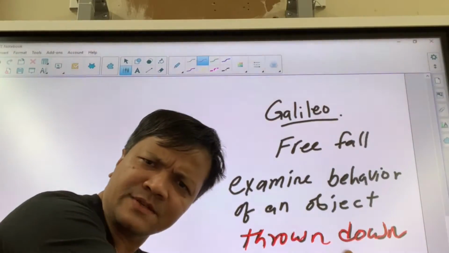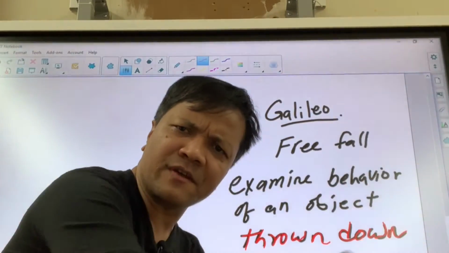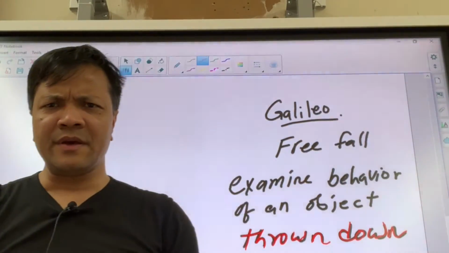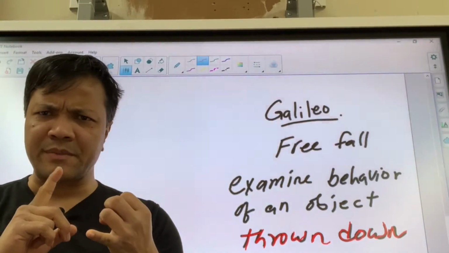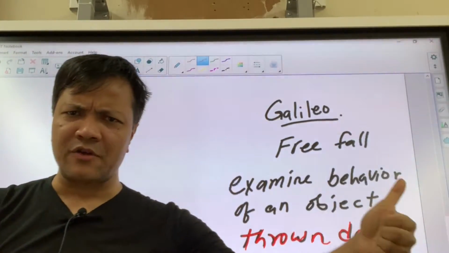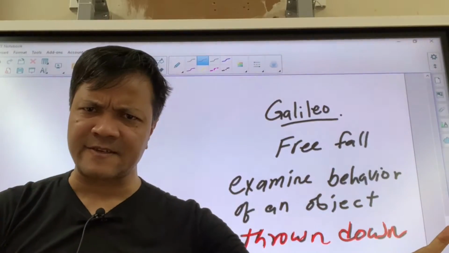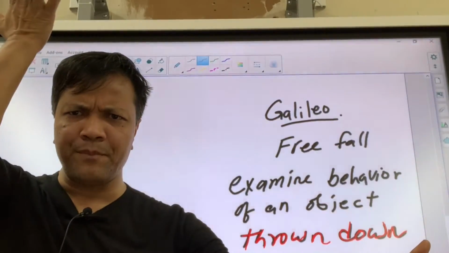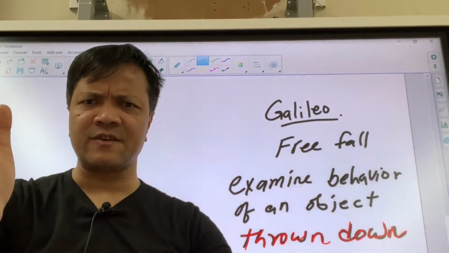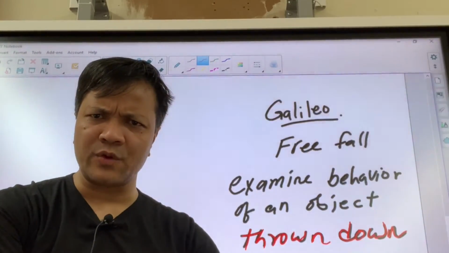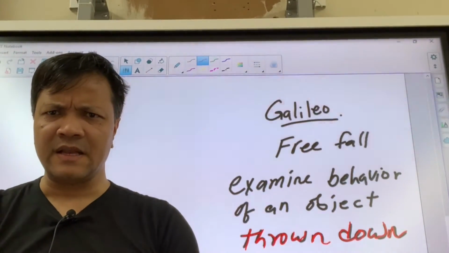Last couple of days we have been trying to understand the behavior of a falling body. We divide them in three types: dropping, when the initial velocity is 0; throwing up, when the initial velocity is greater than 0; and throwing down, when the initial velocity is less than 0.